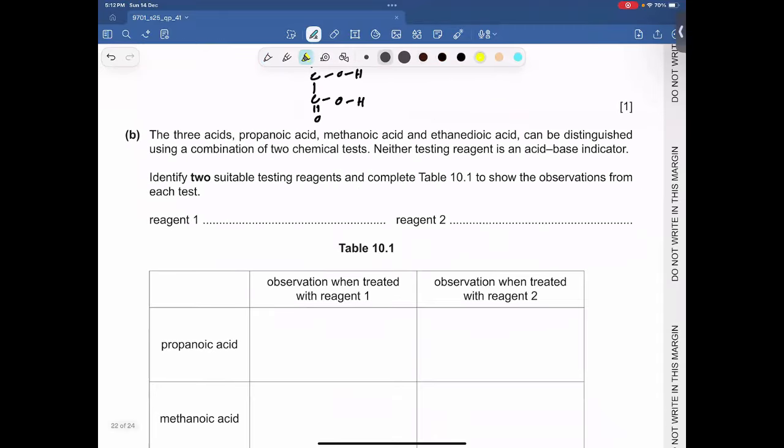The three acids, propanoic acid, methanoic acid, and ethane dioic acid, can be distinguished using a combination of two chemical tests. Neither testing reagent is an acid-base indicator. Identify two suitable testing reagents and complete table 10.1 to show the observation from each test. Reagent number 1. Propanoic acid, methanoic acid, and ethane dioic acid. So methanoic acid can react with Fehling solution and Tollens reagent.